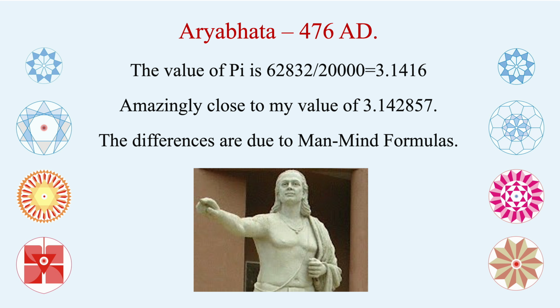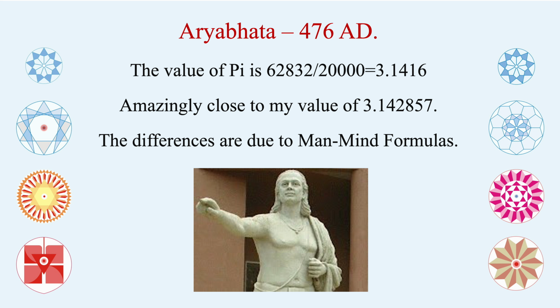Now comes Aryabhata, who is after Pythagoras. His value of pi was 3.1416, which is very close to what I have spoken about. The pi value should be 3.142857 only, not an infinite number of digits. And that is what Aryabhata was also very clear on. He is a great mathematician.